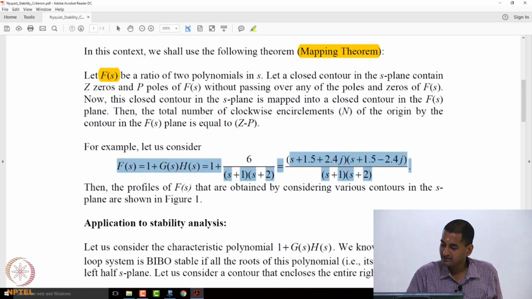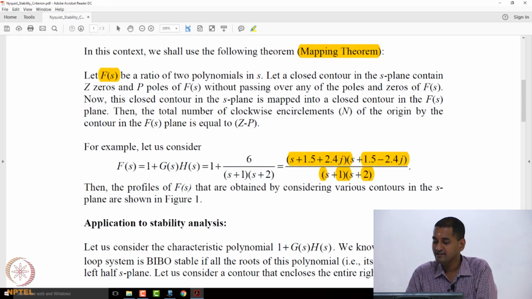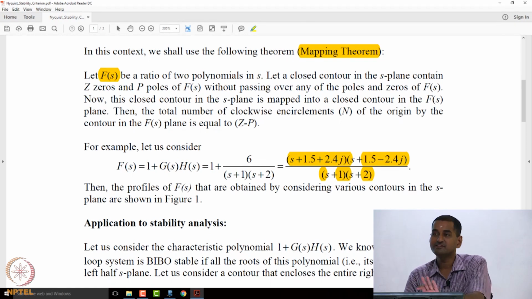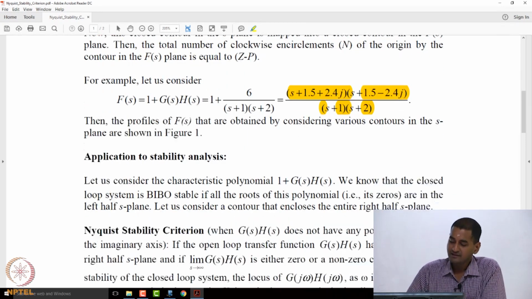Essentially, one may wonder why this example has been taken; I will explain once we discuss it. Let us say we take f of s to be this function, which has 2 zeros at minus 1.5 plus or minus 2.4j, and 2 poles at minus 1 and minus 2. Let us look at the function f of s in that form currently.